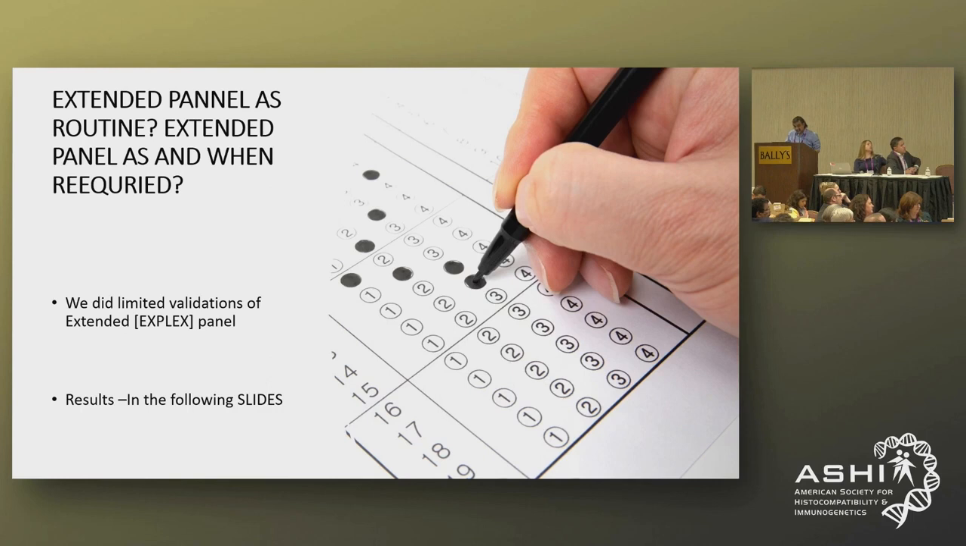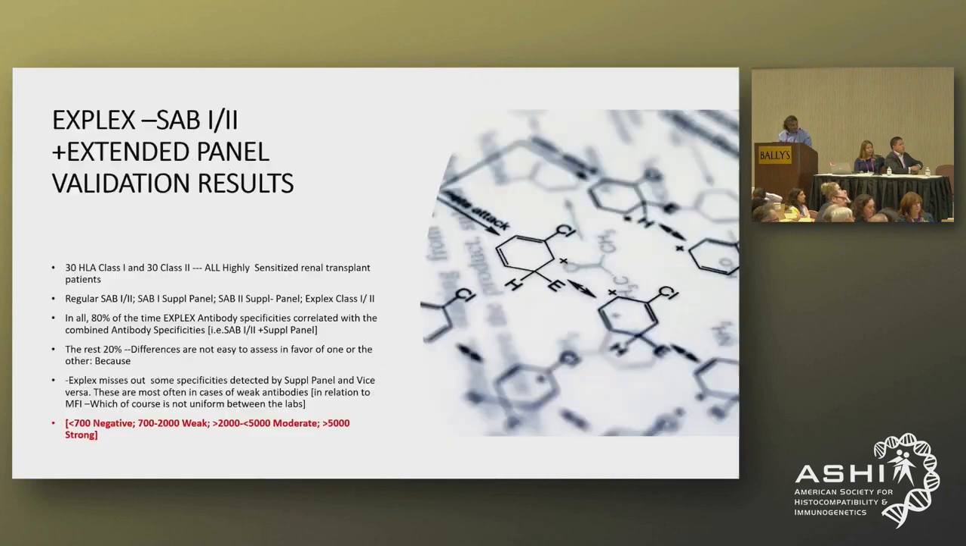We did some validation to see if we can incorporate the XPlux panel, which is a combination of the regular class 1 and class 2 and the supplemental class 1 and class 2, into the workflow. That's a validation to see if we can get the same kind of results. We did limited ones, 30 class 1 and 30 class 2, and our results, to my interpretation as to how we interpret in our lab, are pretty good.